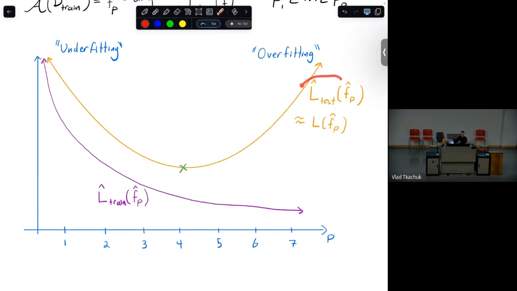So all you really need to do is plot this and pick this. The only reason I plotted this thing is to show you that L train is going down and there's this relationship. That's it. But at the end of the day, you really just need to plot this thing and pick the best, because this is all you care about. So you just plot this thing, pick this, and you're good to go.